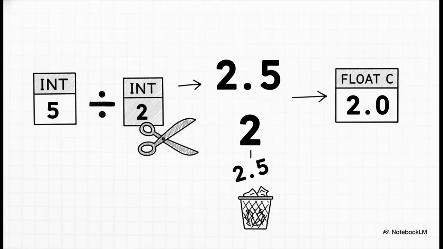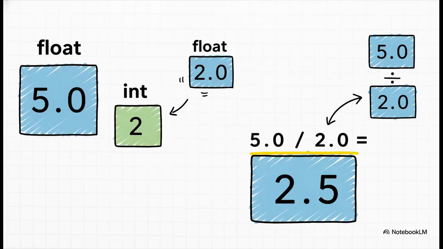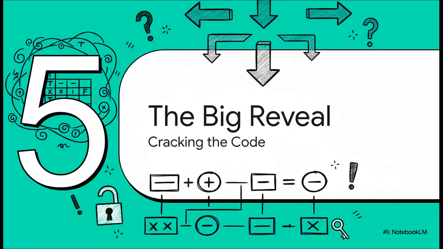In the first case, you're dividing an integer by an integer. This triggers what's called integer division, where the decimal part is just thrown away. 5 divided by 2 becomes just 2. The fractional part is lost long before it ever gets assigned to the float variable C. But in the second case, because one of the numbers is already a float, the compiler promotes the integer b to a float as well. This means the operation is performed as floating point division, 5.0 divided by 2.0, which gives us the mathematically correct answer of 2.5.